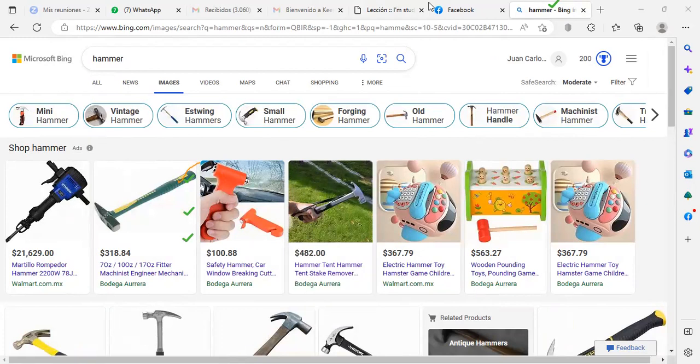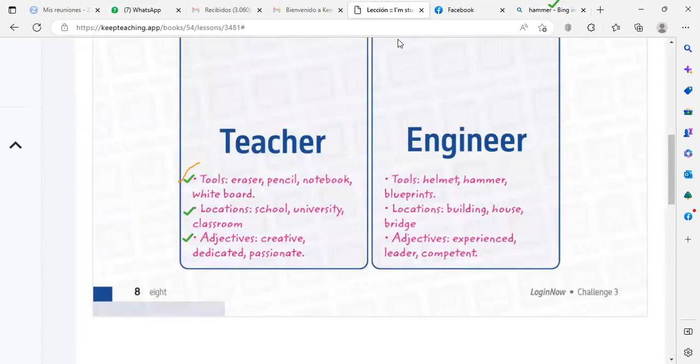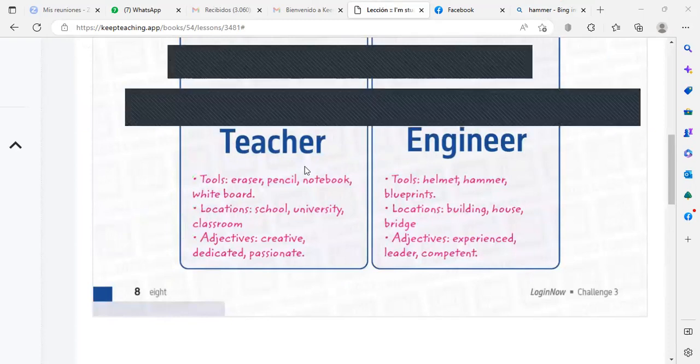What do you need in your work? So, Enrique, what is your profession? What do you need? Can you tell me something about your profession? What are you? And what do you need in your work?